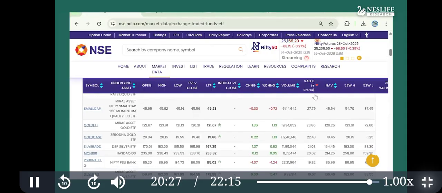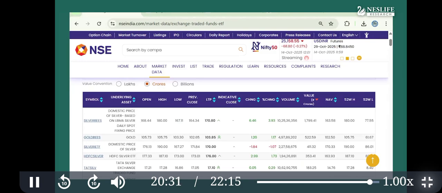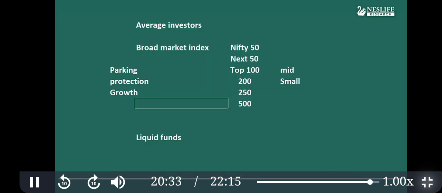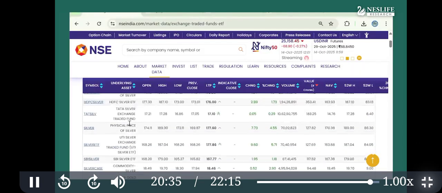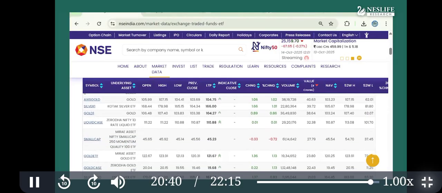So liquidity means how much volume. There should be high volume, then it will become easy to trade. So Liquid Case. This is another ETF, and it tracks the 1-day rate liquid index. This is the index for Liquid Case.